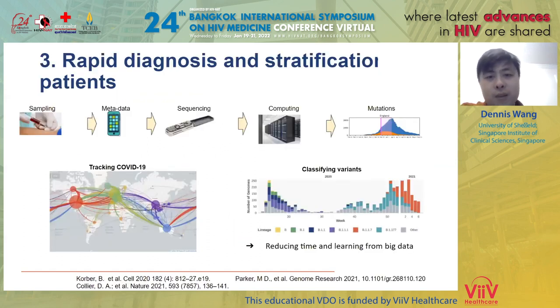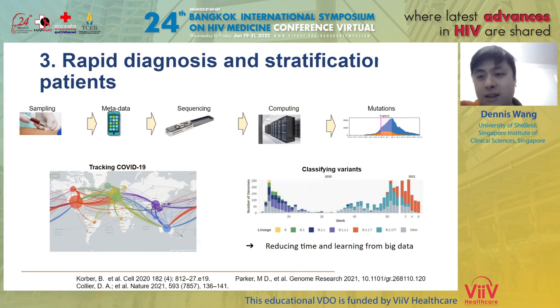Okay, the third example is more on application on patients specifically, and these machine learning or data-driven approaches have been mainly driven by our ability to collect large amounts of data directly from the patients.